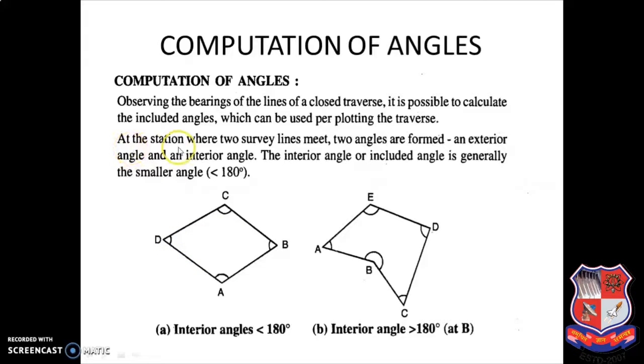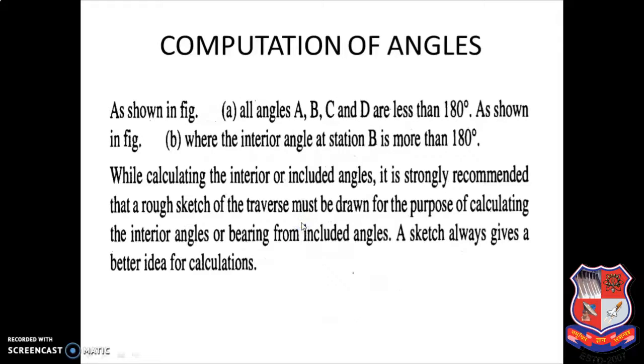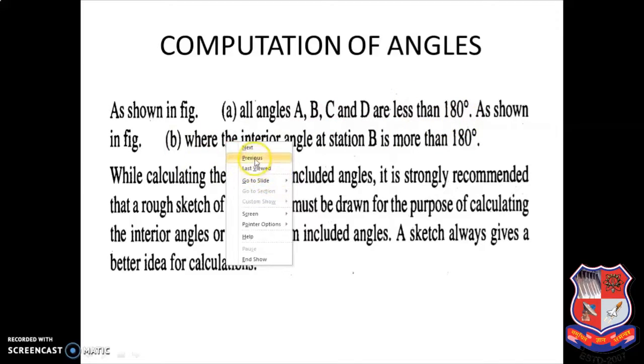So at the station where 2 survey lines meet, 2 angles are formed. One is an external angle and another one is an internal angle. The interior angle or included angle is generally the smaller angle, meaning less than 180 degree. You can see the example of internal angle less than 180 degree, external angle greater than 180 degree at B. Okay. So as shown in figure A, all angles A, B, C, D are less than 180 degree, and as shown in figure B, you can see this is your figure B.